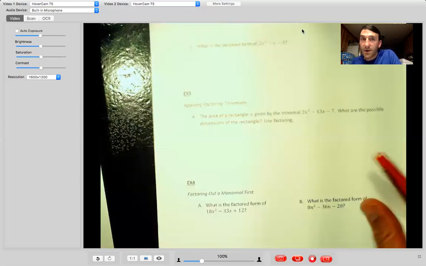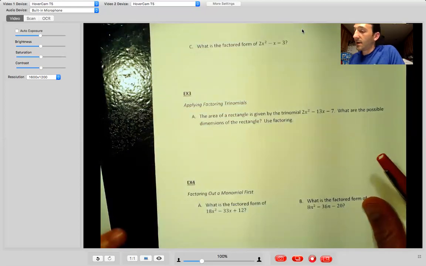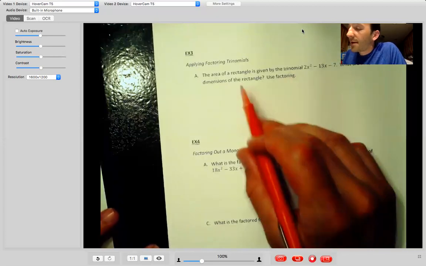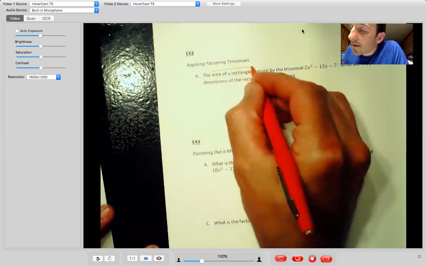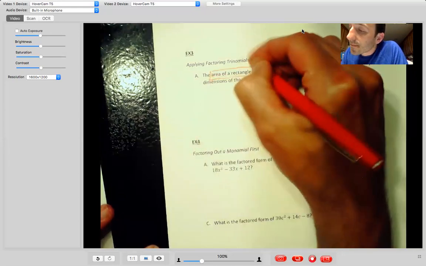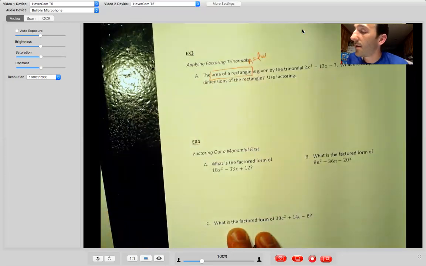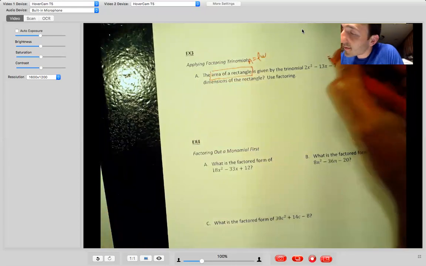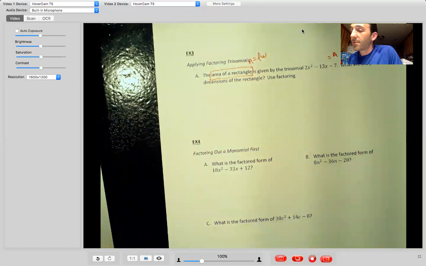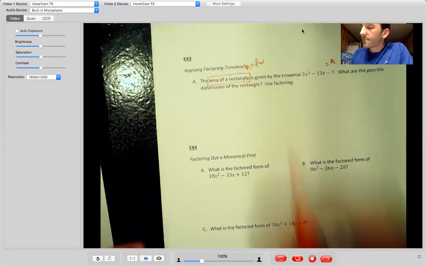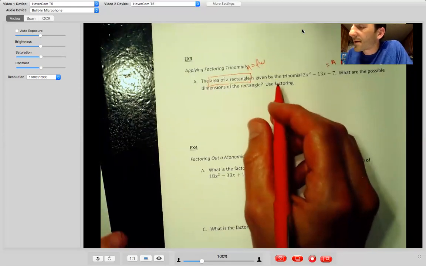Just for time purposes, I'm going to skip example C, but it is in the notes. So do the word problem. It says the area of a rectangle, which is length times width, is given by the trinomial 2x squared minus 13x minus 7. Remember, that's equal to area. What are the possible dimensions of the rectangle? Dimensions of a rectangle are just the length and the width. So that's just asking me to factor.